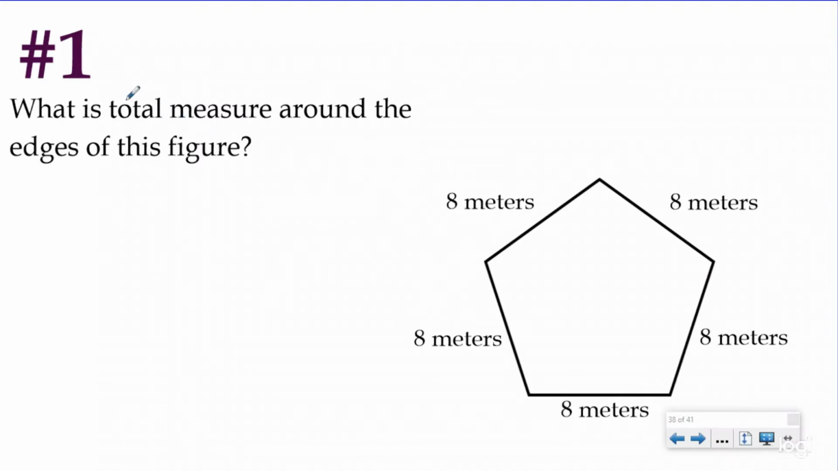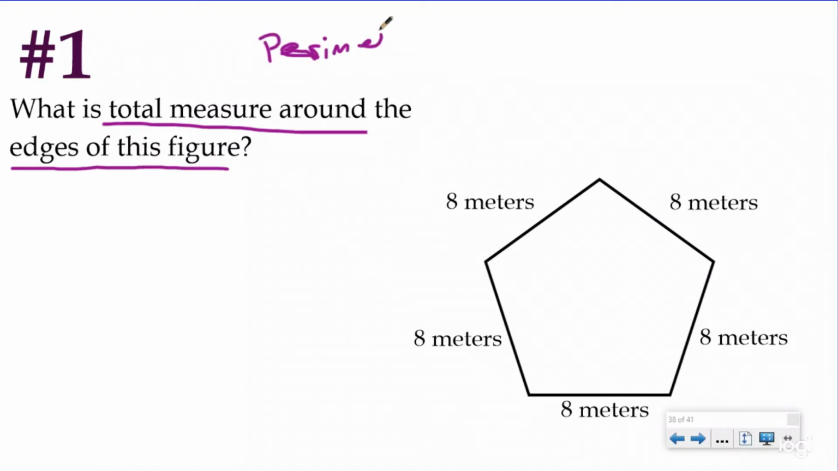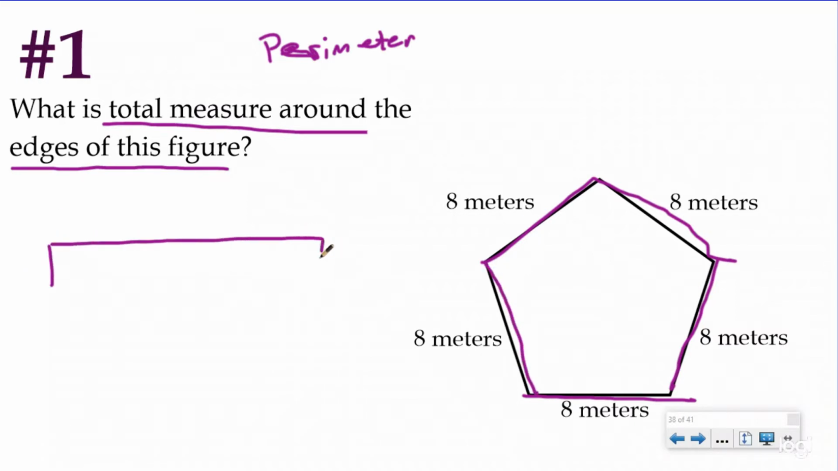So to find the total measure around the edges, really what this is asking me for, that is the definition of perimeter. I want to know what is the perimeter of this pentagon. So to do that, I need to add all of my edges, or all of my sides together to find out the total. So I'm going to do that using a part-whole model.